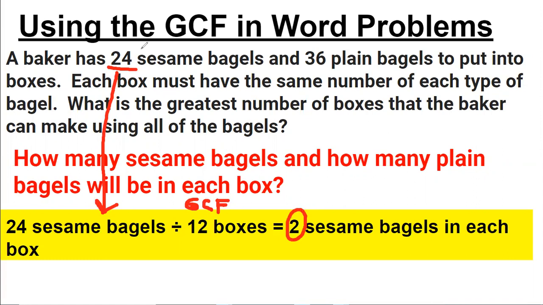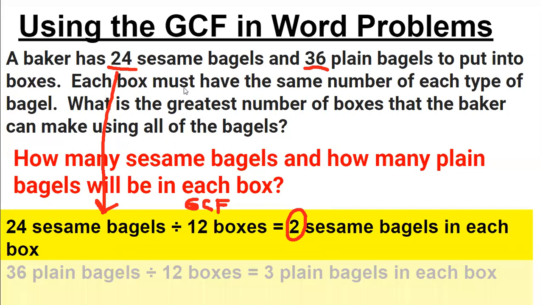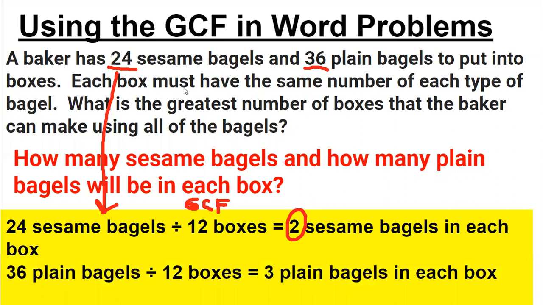See if you can pause and figure out how many plain bagels will be in each box. How many plain bagels? Okay, should come back now. 36 plain bagels divided by 12 boxes would be 3 plain bagels in each box. Very good. Okay, let's try a few more. Get the hang of this.